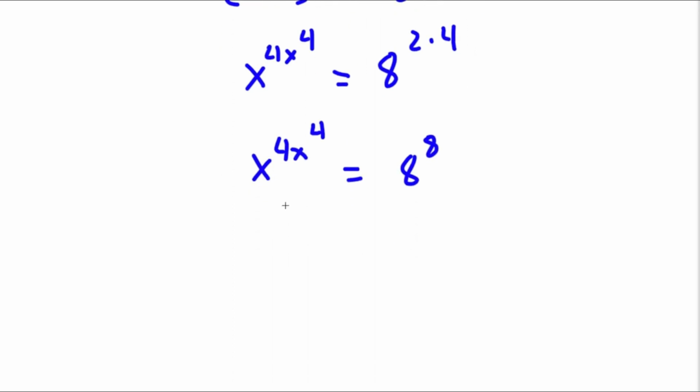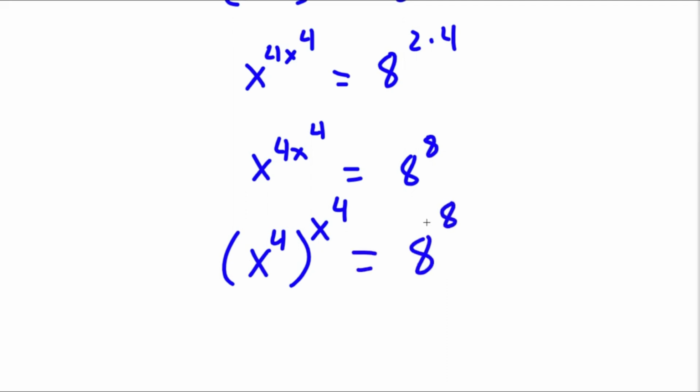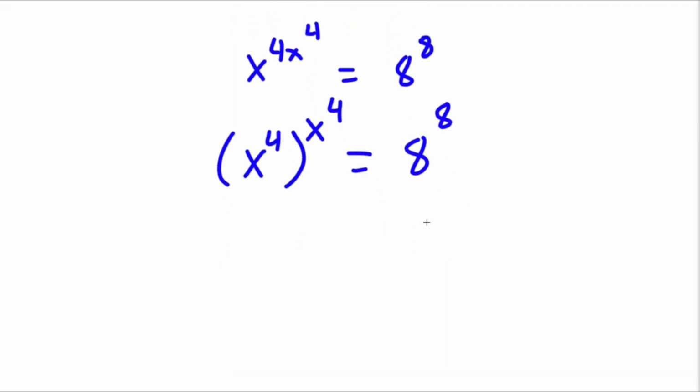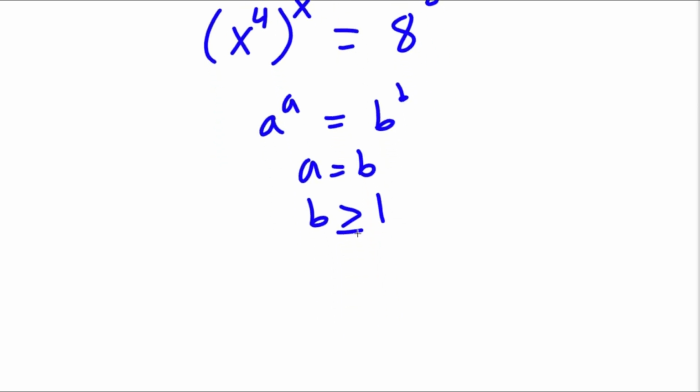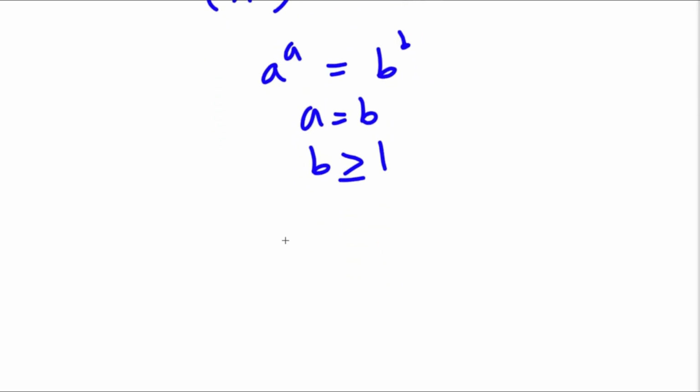Now, x to the power of 4x to the power of 4, I can rewrite as x to the power of 4 to the power of x to the power of 4, and this is equal to 8 to the power of 8. Now, if I have something in the form a to the power of a is equal to b to the power of b, then this means that a is equal to b as long as b is greater than or equal to 1. And in this case, b is 8, which is greater than or equal to 1, meaning x to the power of 4 is equal to 8.